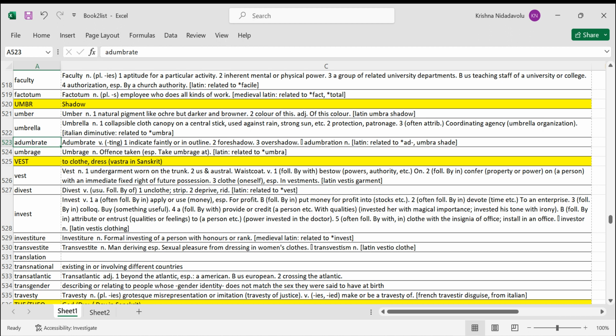Penumbra. Penumbra is, I didn't mention it here. Let me write it down.